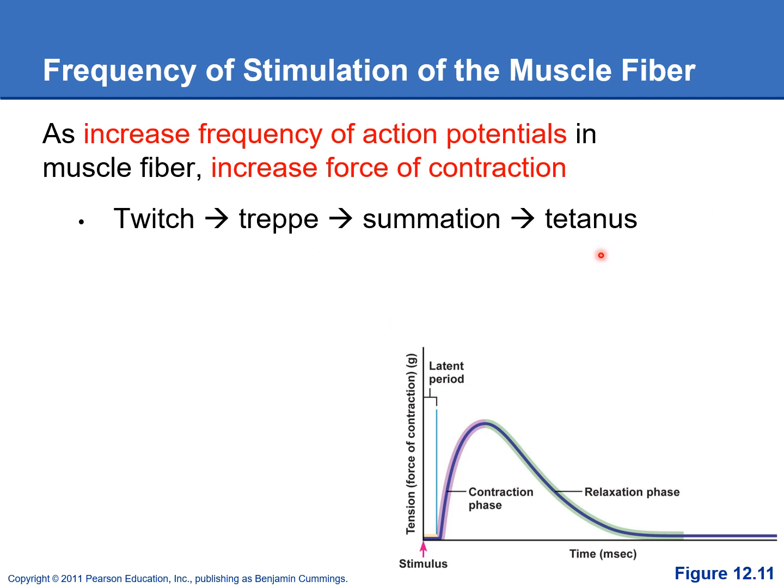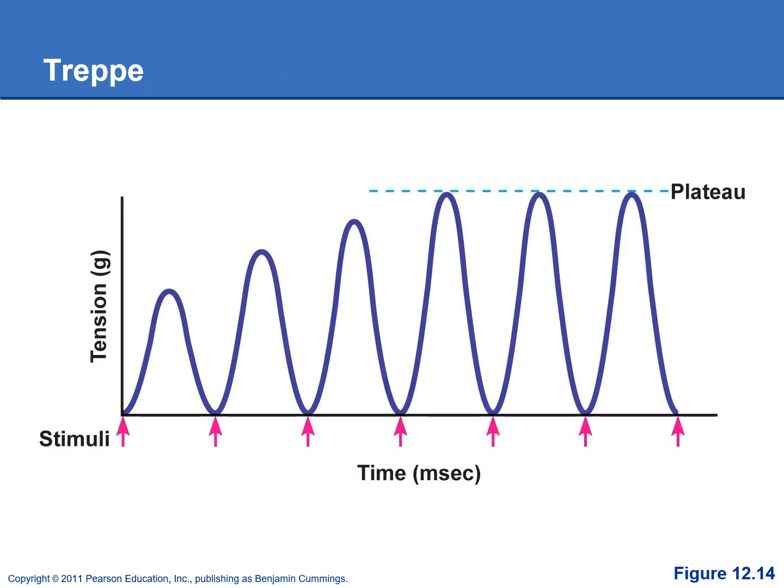And then from there, we can increase to treppe, and then we go to summation and then to tetanus. So tetanus would give us the maximum amount of force that we could produce. And then a muscle twitch would be the least amount of force we could produce with a single muscle cell that we were looking at. So from a single muscle twitch, we can increase the amount of tension or force being produced by a single muscle cell and go up to treppe.